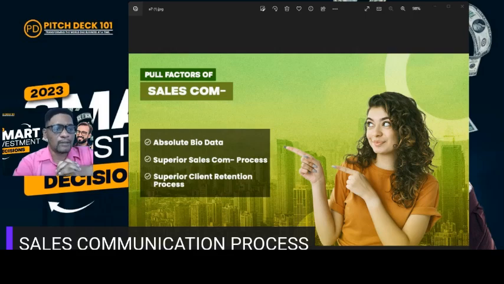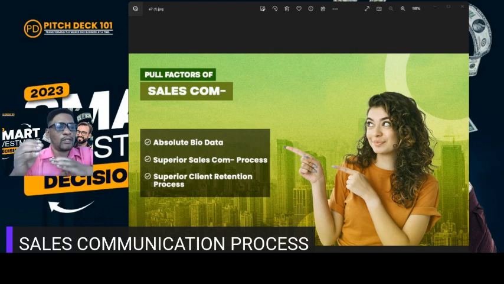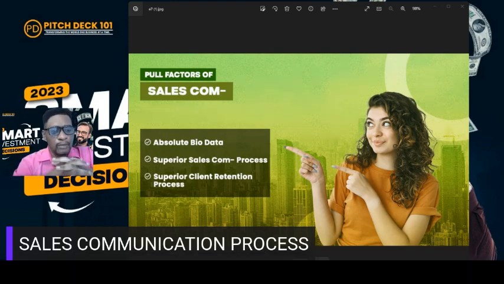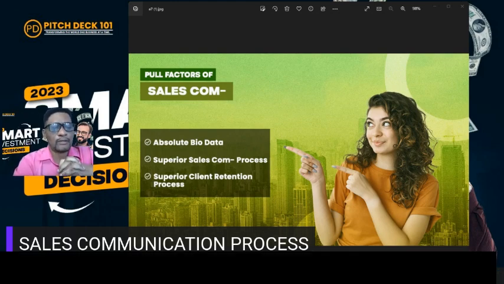It's big business. And if you want to take the sales communication process to that next level, to work for your business, to 10x and leapfrog the growth of your business, you need to have the information that we're talking about today. All right.